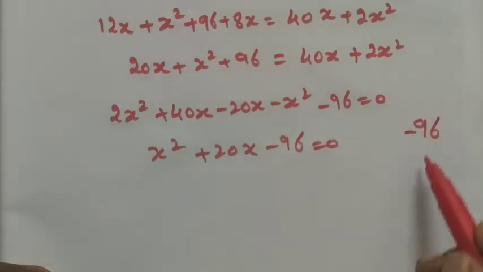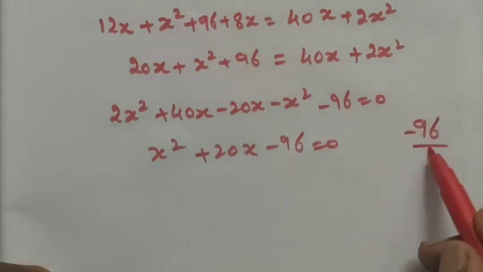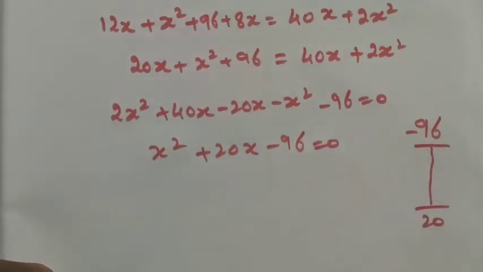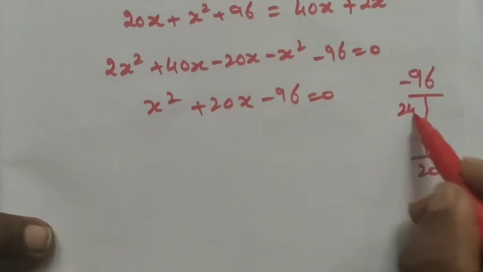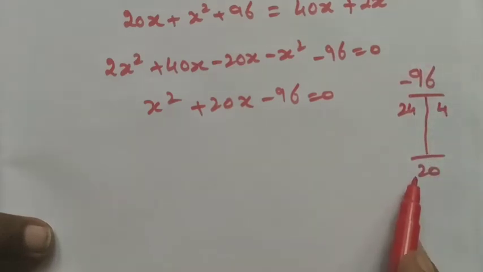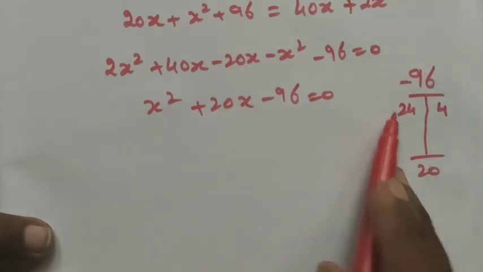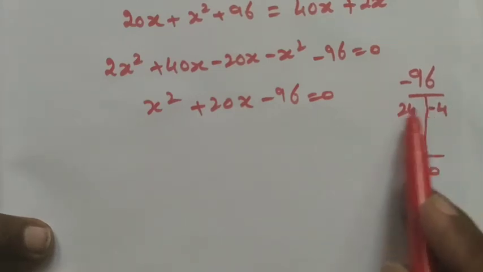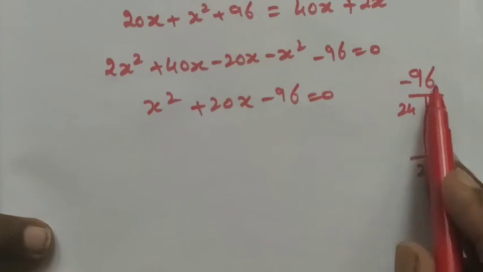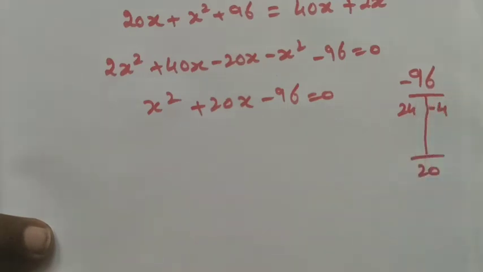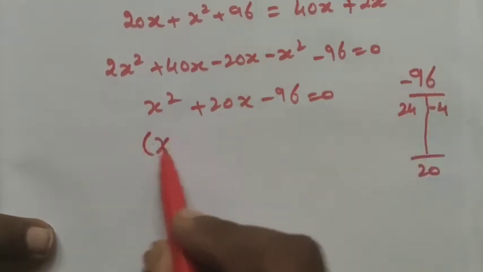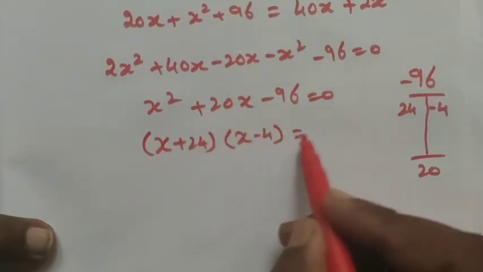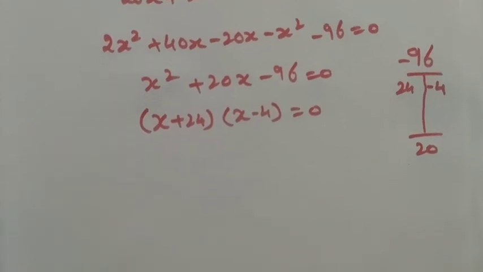When we multiply we need minus 96, and when we add we need 20. What are the possibilities to get those numbers? Very simple, 24 into 4. Here we need a plus value, so the highest value gets plus and the least value gets minus. Multiplying, plus into minus gives minus, 4 sixes are 24, 4 twos are 8 plus 1, 96. Then the factors are X plus 24 as one factor and X minus 4 as the other factor. Now we want to find the value of X.